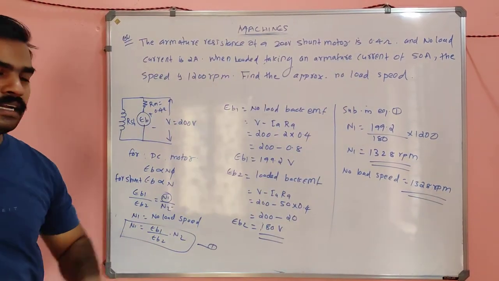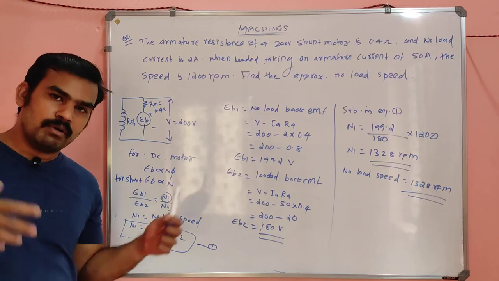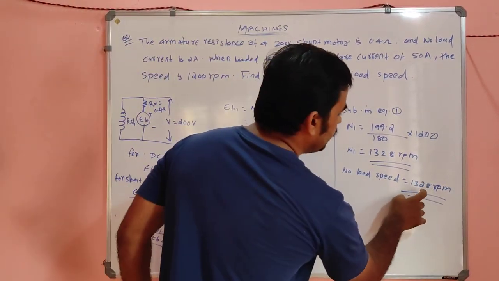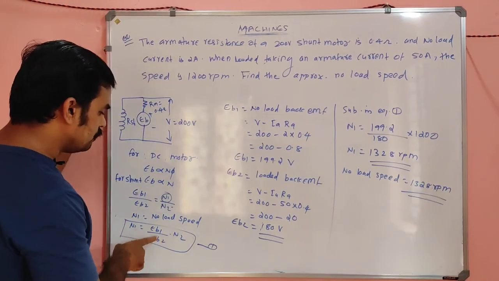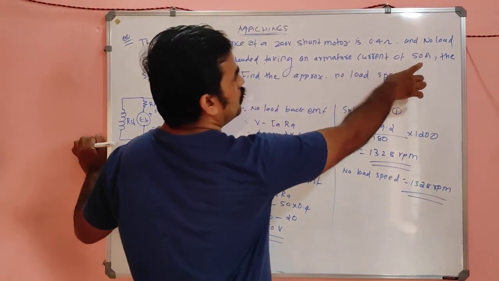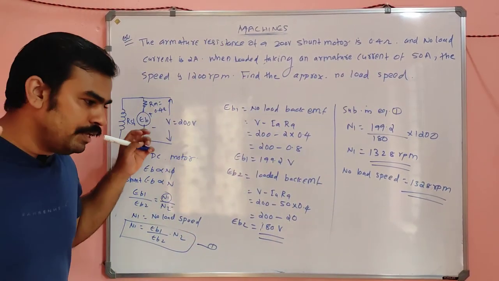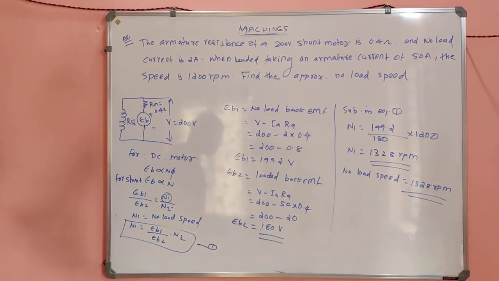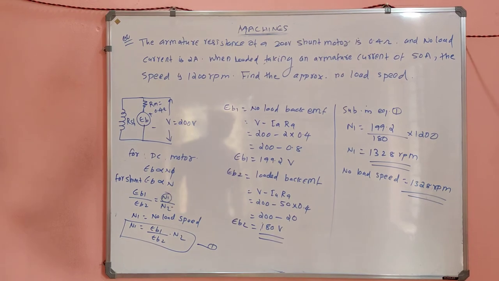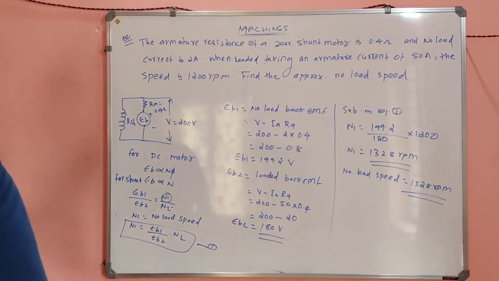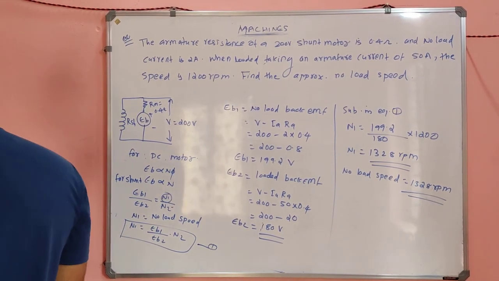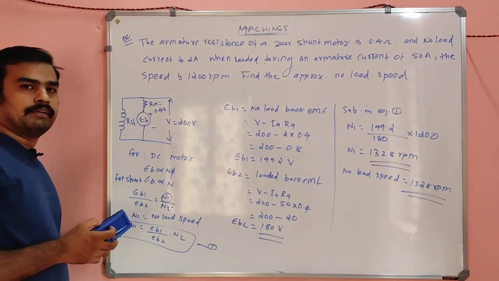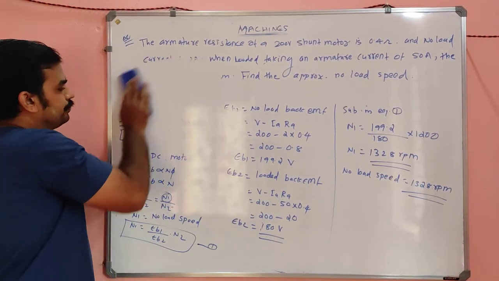By observing the answer itself, we can affirm one thing. No load speed is 1328. Loaded speed is 1200. So whenever we load the machine, the speed will be reduced. That's all. Is it clear, my dears? Can I wrap this?